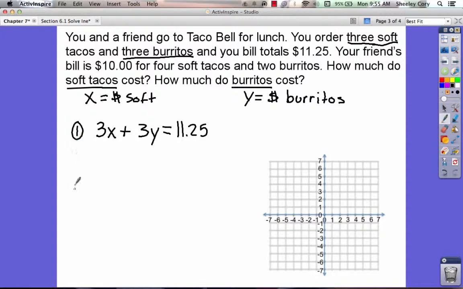And then I have a second equation, which said that this friend's bill is $10 for 4 soft shell tacos and 2 burritos. So I've got 4 soft shell tacos times X, which is the amount that they cost, plus 2 burritos times Y, how much they cost. And that equals, he only spent $10.